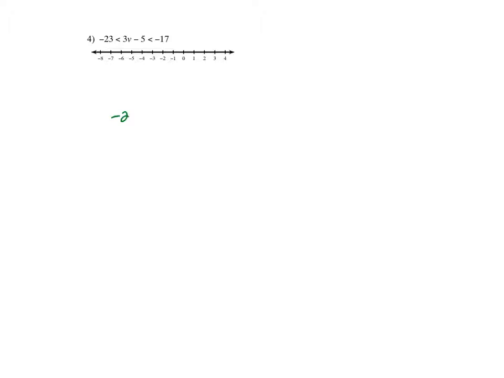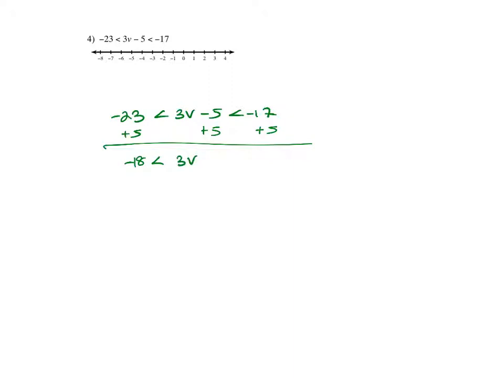So -23 less than 3b minus 5 less than -17. So I'm going to add 5 on both sides. So -18 less than 3v less than -12. And now divide by 3. So -6 less than v less than -4.